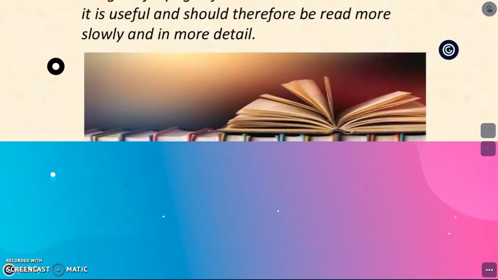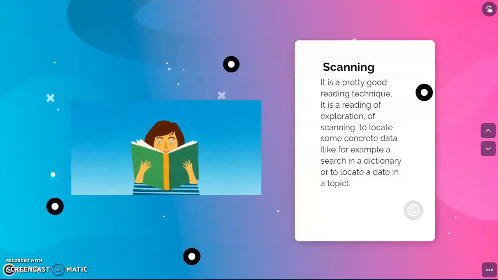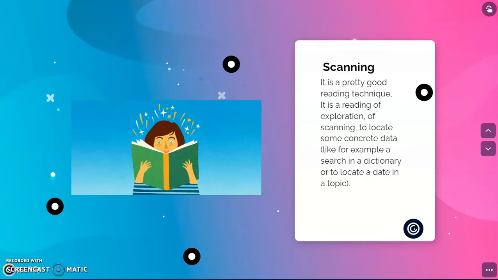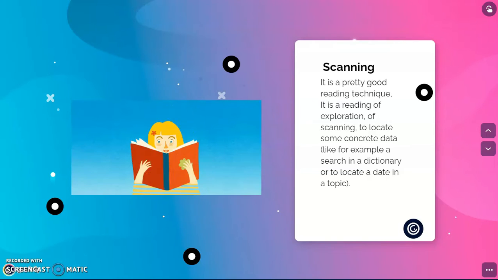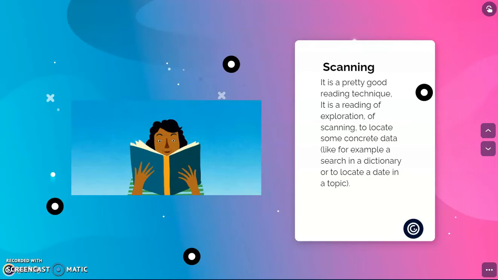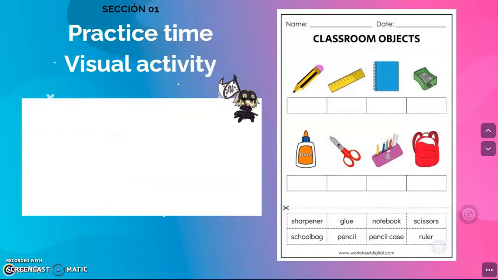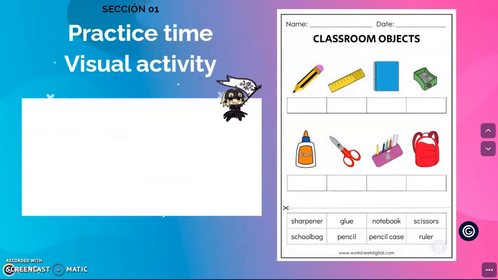On the other hand, we have scanning. It basically consists of a superficial exploration of the text, focusing on keywords that we need to find, for example dates or specific names. Now we have the first of the three activities that you have to do, and this is the word search.